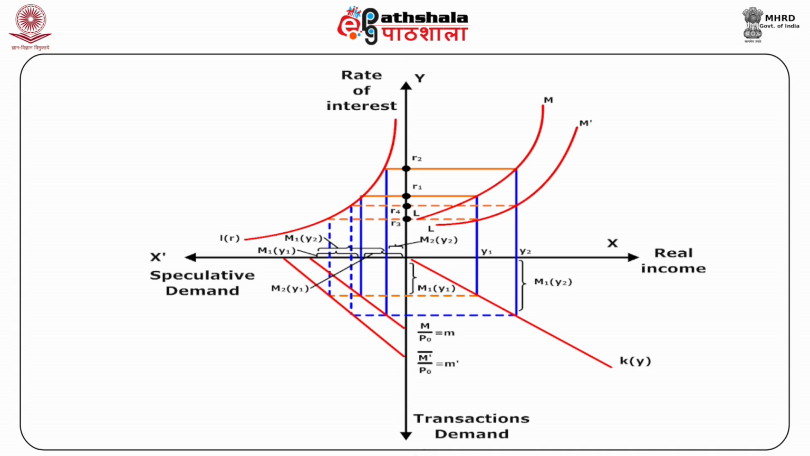Please look at quadrant 3. In quadrant 3 we are representing the equilibrium in the money market.